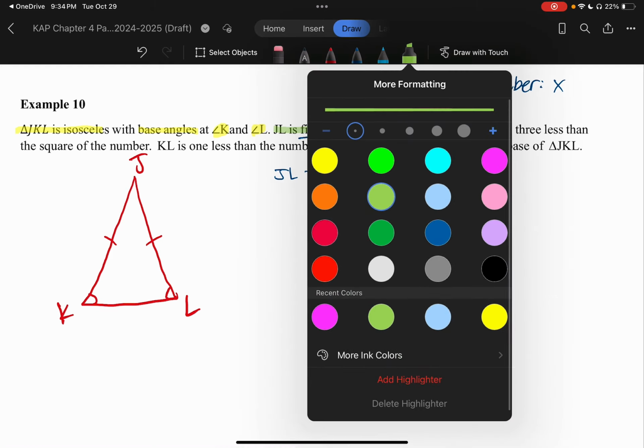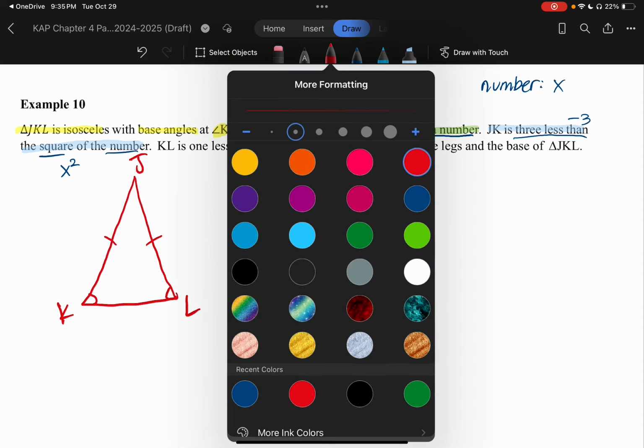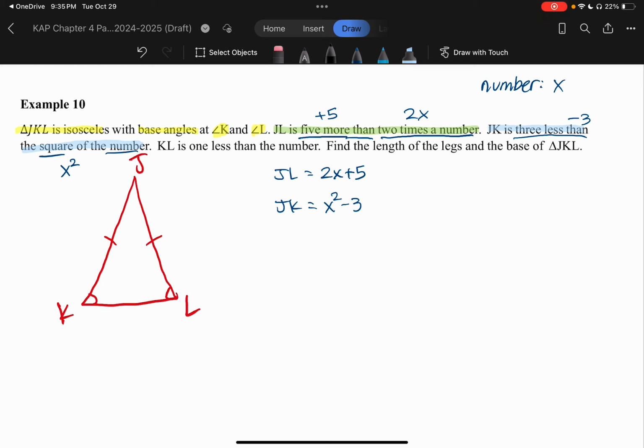If I look at the next part, and I'm doing this in highlighters to get you to see how you should be chunking this, the next part is talking about JK. JK is 3 less than the square of the number. Square of the number would be X squared. 3 less than would be minus 3. So let's put it together here. If I'm looking at JK, then with minus 3 and X squared, this can be represented by X squared minus 3. That part's huge in understanding how to represent JL and JK. Now that I have the picture, I can label the picture. JL is 2X plus 5.